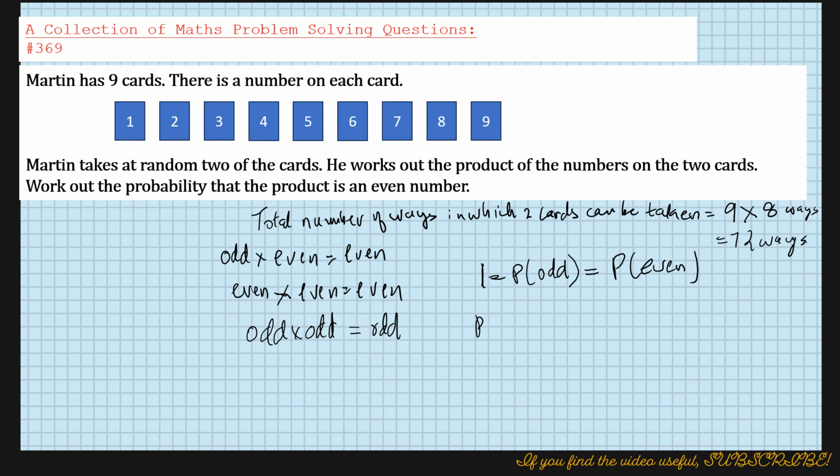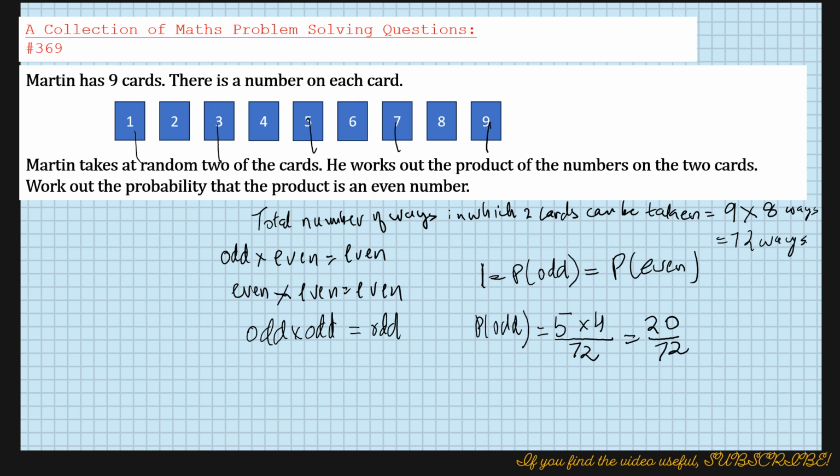So I would have to work out the probability of odd, which is quite easy because there are 1, 2, 3, 4, 5 odd numbers. So it would be the 2 cards. The first card is odd, which would be 5 ways for it to be odd. So 5 times 4 for the next one, and the total number of ways is 72. So that would be 20 out of 72.